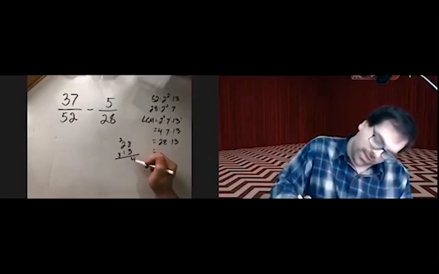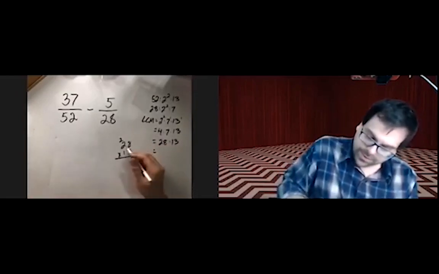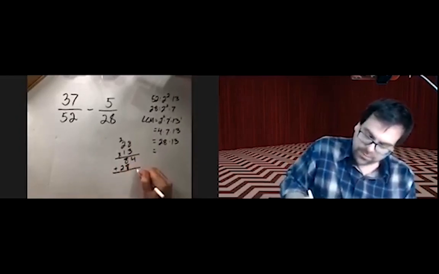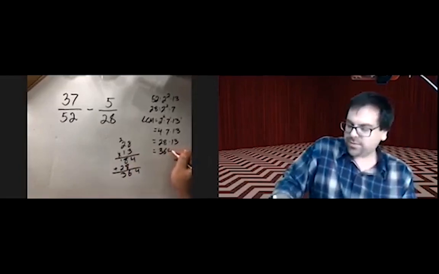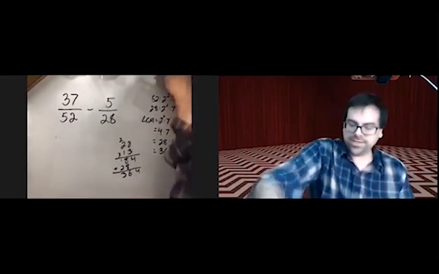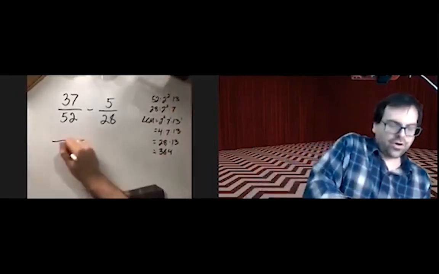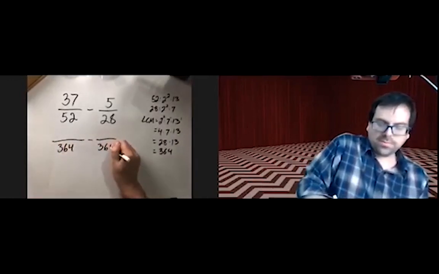8 times 3, 24, carry the 2. 6, 8, 4, 8, 2, 364. So 364 becomes the new number on the bottom.